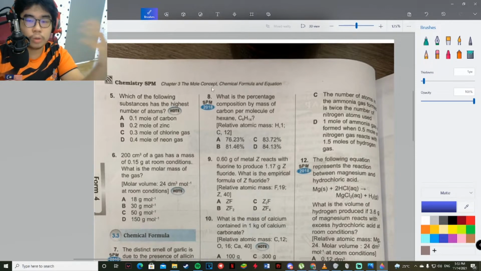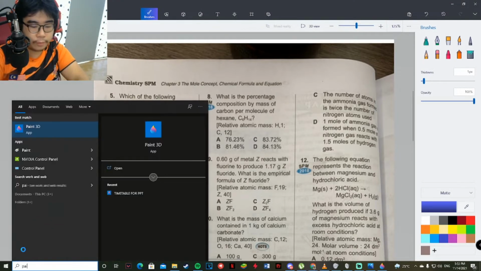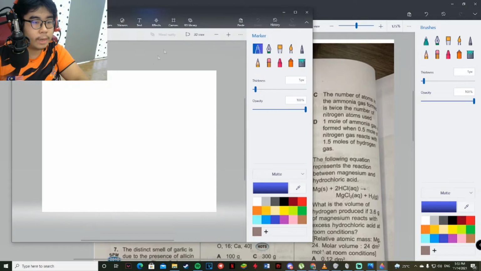Also, don't mind me, pardon, because I'm using a mouse. I haven't bought a writing pad yet, so probably the writing is going to be quite bad. So just excuse me. Let me start off with another pen and explain what it means.